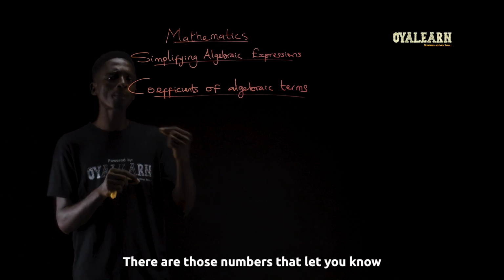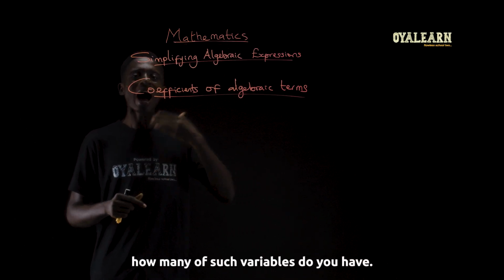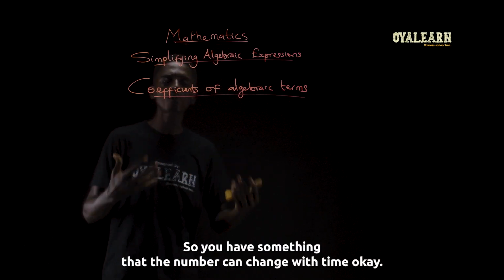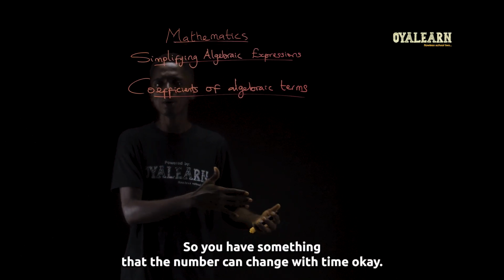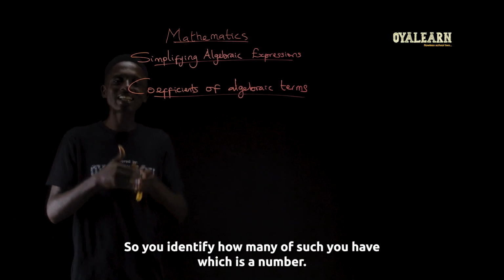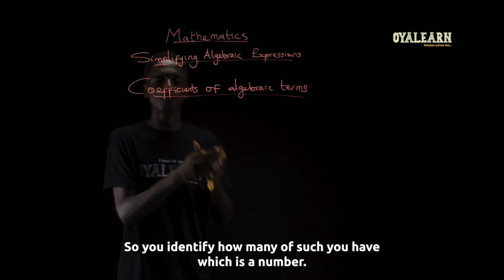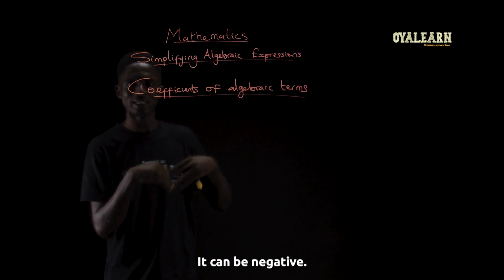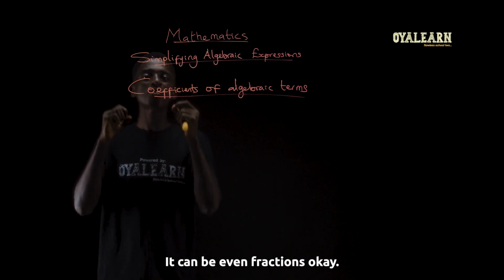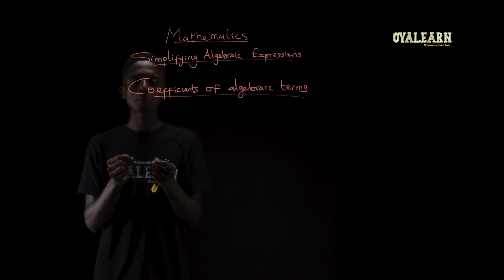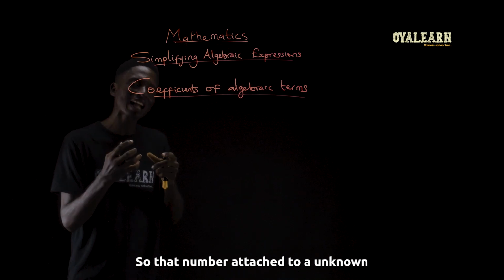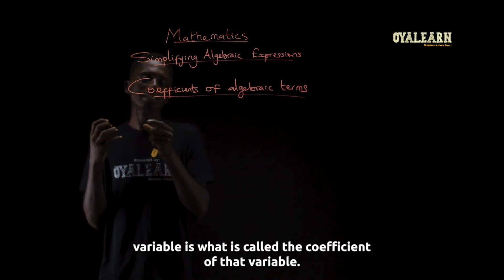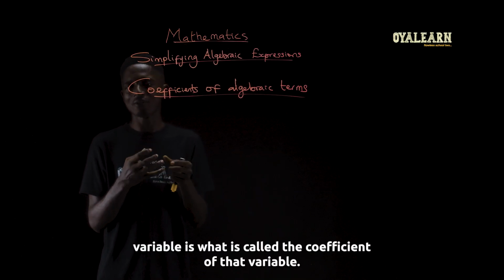They are those numbers that let you know how many of such variables you have. So you have something whose number can change with time, okay? So you identify how many of such you have with a number. Now the number can be positive, it can be negative, it can even be fractions, okay? So that number attached to an unknown variable is what is called the coefficient of that variable.